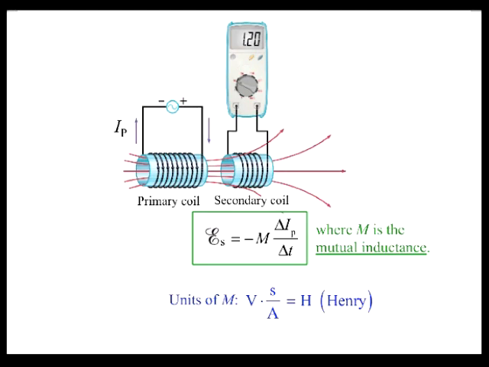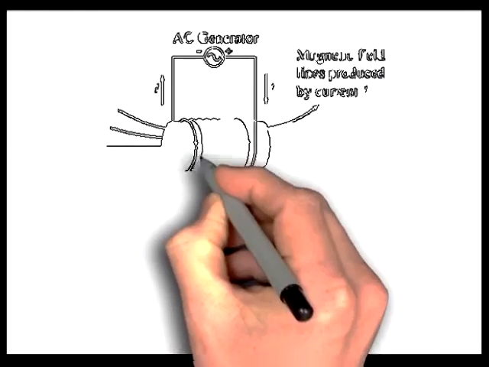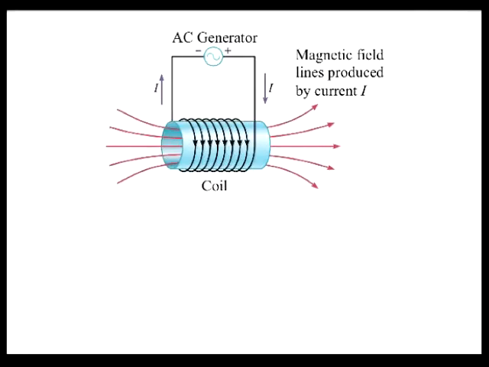In all examples of induced EMFs presented so far, the magnetic field has been produced by an external source, such as a permanent magnet or an electromagnet. However, the magnetic field need not arise from an external source. An EMF can be induced in a current-carrying coil by a change in the magnetic field that the current itself produces. For instance, here we show a coil connected to an AC generator.